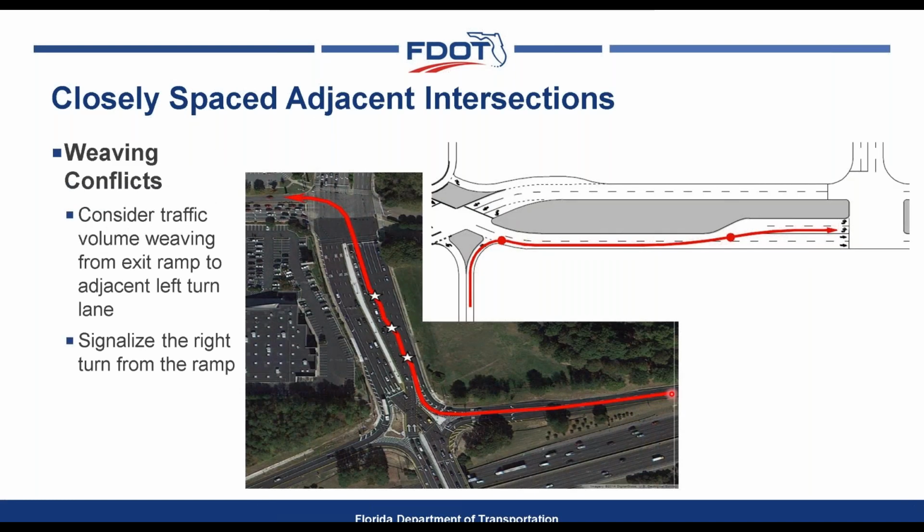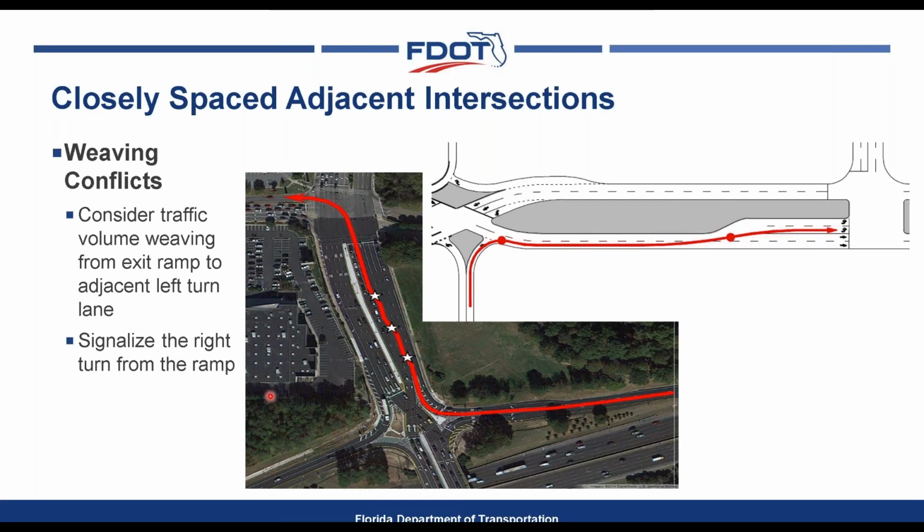Another issue that can happen with the close intersections is weaving between the off-ramp and the left turning movement for the downstream signal. So in this case, vehicles come around the off-ramp, they get into the right lane, and then they have to work their way across to get into the left turn lane. This one's even more lane changes that need to be made.